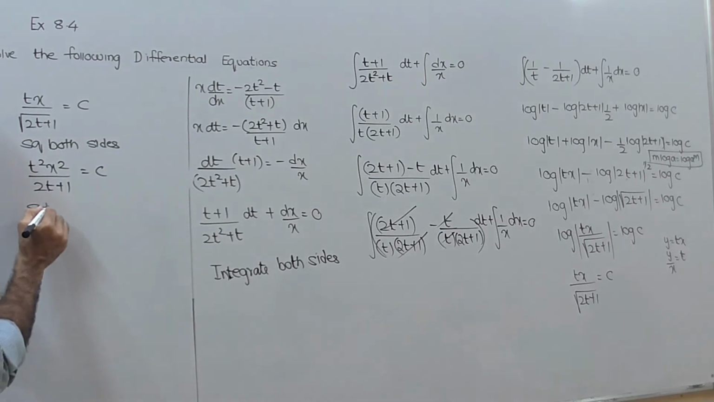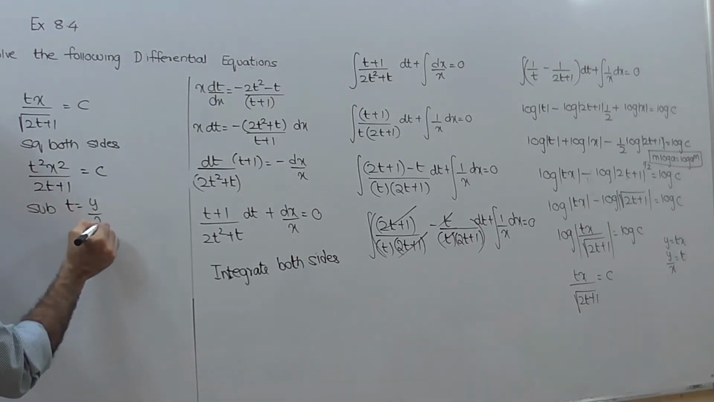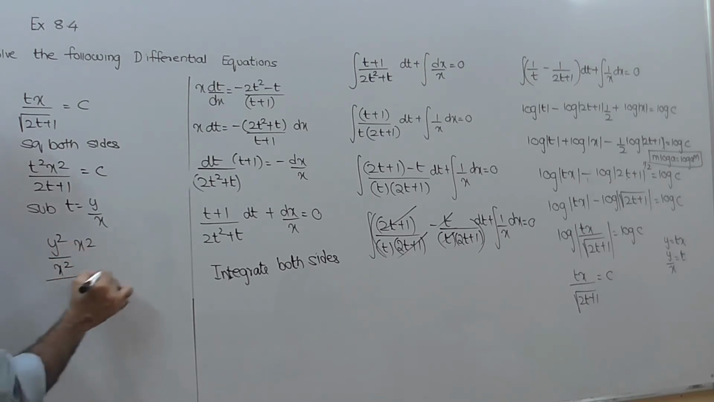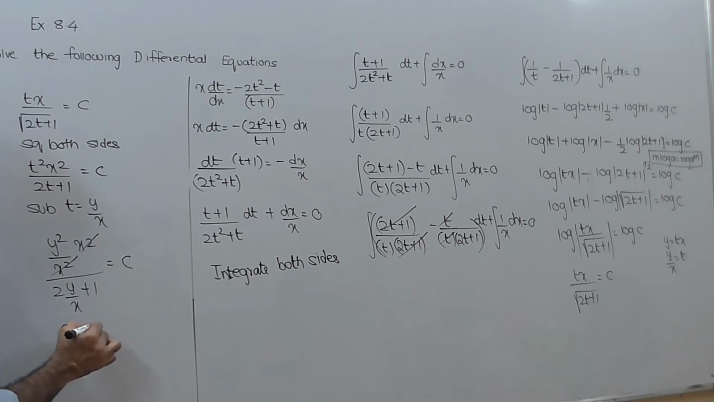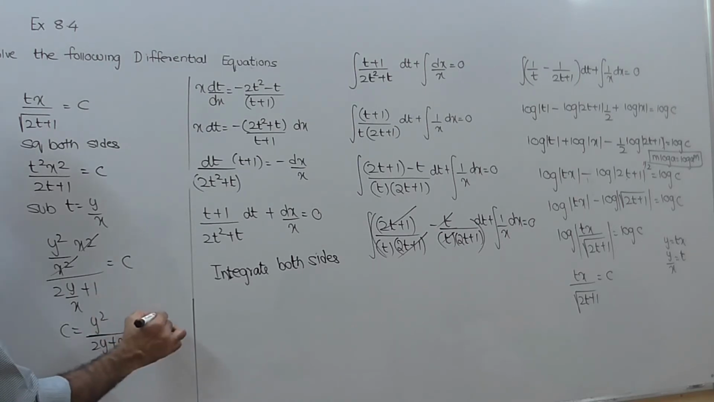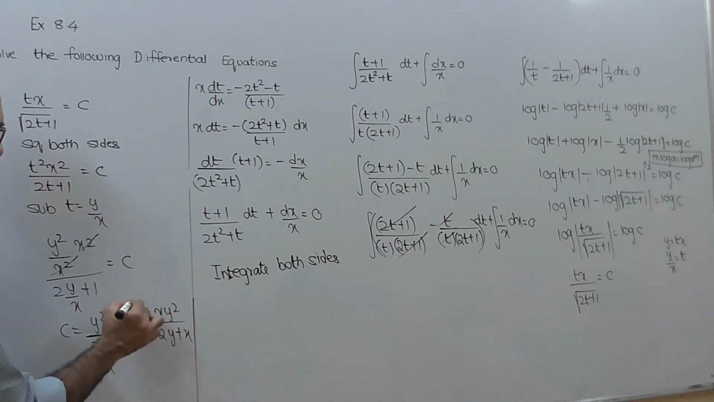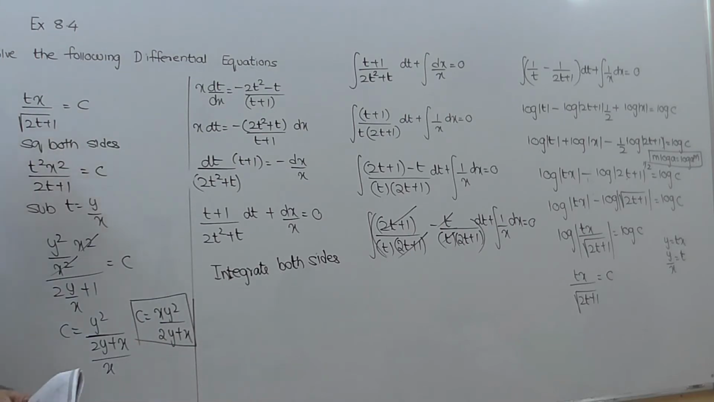Then we can substitute t equal to y upon x. So I should get y square upon x square into x square upon 2 y upon x plus 1 equal to c. Cancel it. So we get c equal to y square upon, take x as LCM, so you get 2y plus x, and in the next step c equal to, this x will go up, this becomes xy square upon 2y plus x. It's a lengthy sum, but you have to attempt it.